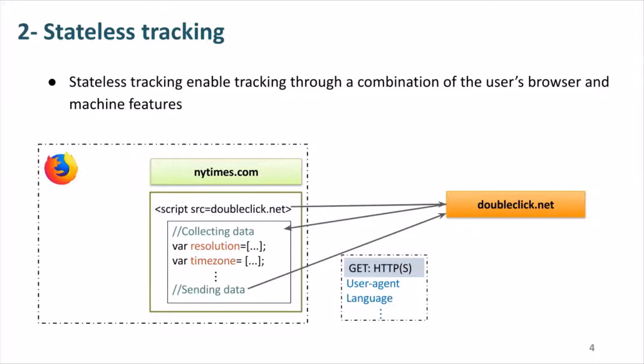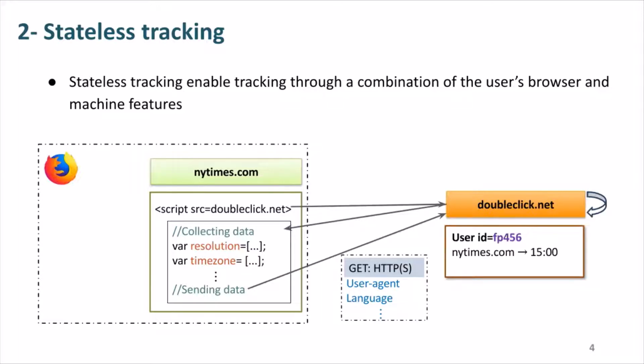Using this information, DoubleClick can generate a fingerprint, in that example FP456, associated to the user or group of users, and then similarly to what we have seen in stateful tracking, use this identifier to recreate the user's browsing history. For simplicity, in the following, we refer to this process of fingerprinting as this arrow.